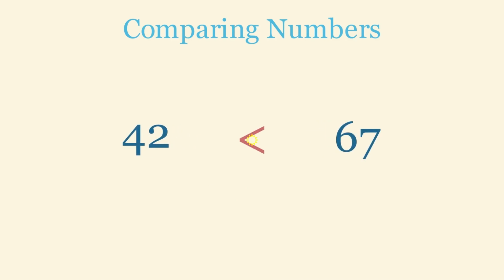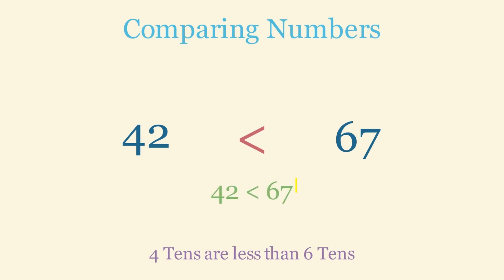Now, let us compare another pair of numbers, 42 and 67. First, look at the tens. 42 has 4 tens. 67 has 6 tens. 4 tens are less than 6 tens. So, 42 is less than 67.